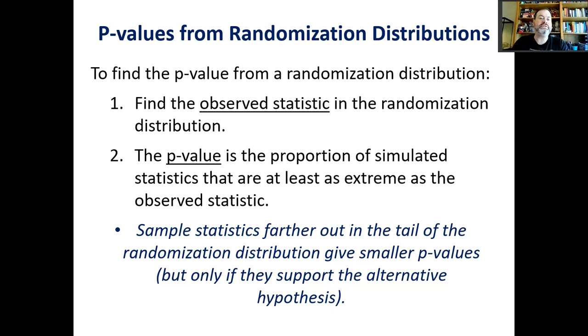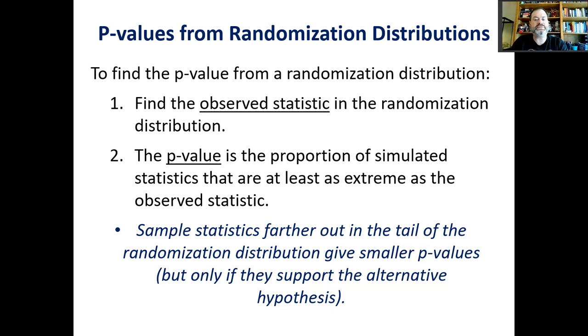So you find the observed sample statistic in the randomization distribution. The p-value is the proportion of simulated statistics that are at least as extreme as the observed statistic. So you have to know the alternative hypothesis. If you're not told the alternative hypothesis, you can assume that it is a not equal, so that's a two-tailed alternative hypothesis. You'd be looking on both sides.